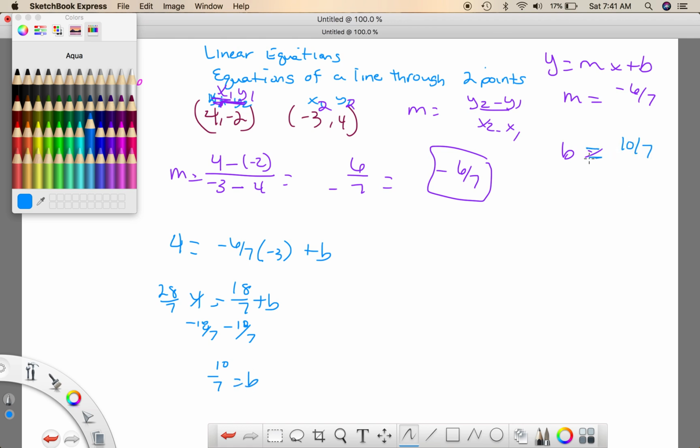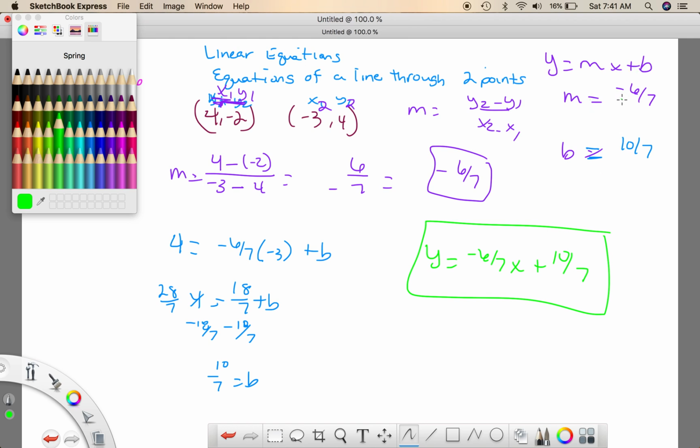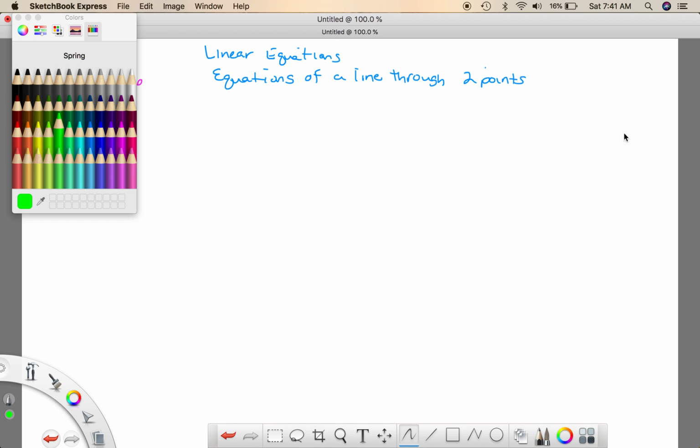They're not giving us pretty numbers, but now we can write our equation. So our equation is y equals negative 6/7 x plus 10/7. So once you have m and b, you plug them into the format and you've got your equation. Okay, so one more practice example.